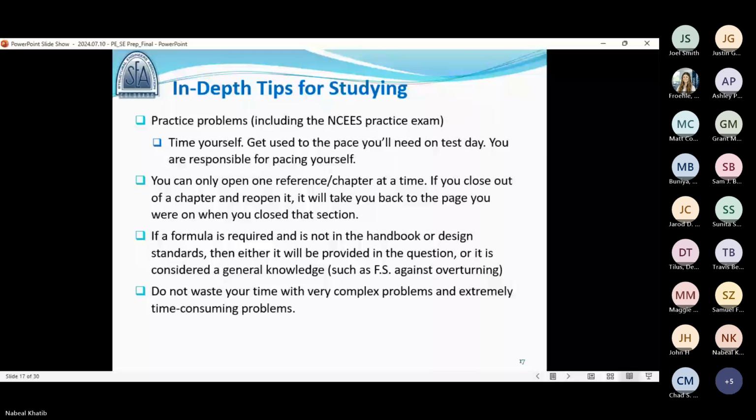These simple things, what they call general knowledge, I would highly encourage you to encounter when you study for the exam. So it's not always that the equation will be provided, and it's not always that the equation will be in the problem statement. It might be considered general knowledge as discussed previously.